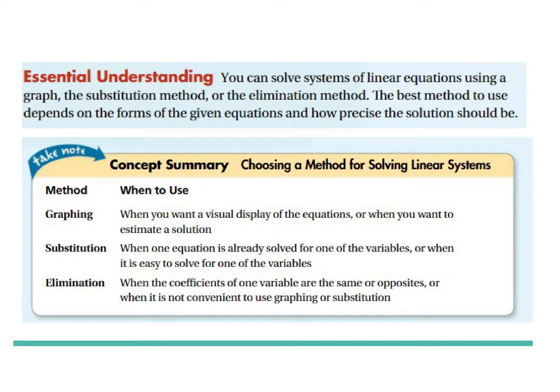I'll go back at the end, okay? For graphing, you want a visual display of the equations or when you want to estimate a solution, okay? So when you get really, really strange fractions and numbers, sometimes graphing is the best way to visualize the solution, okay? Where the 2 graphs cross. Substitution is when one equation is already solved for one variable or when it's easy to solve for one of the variables. And then elimination is when the coefficients of one variable are the same or opposites, or when it is not convenient to use graphing or substitution.